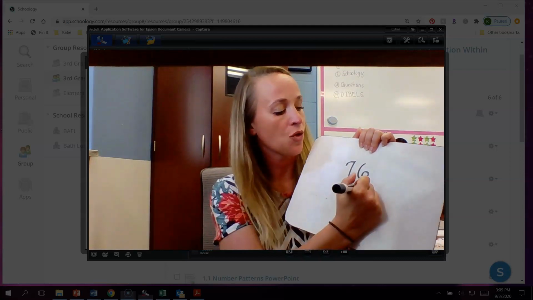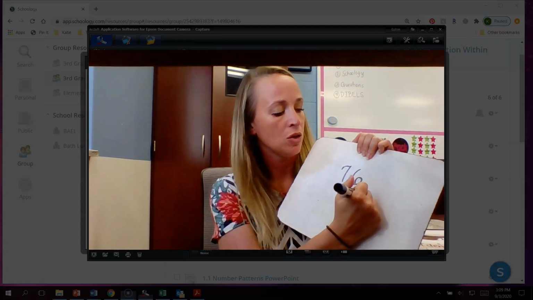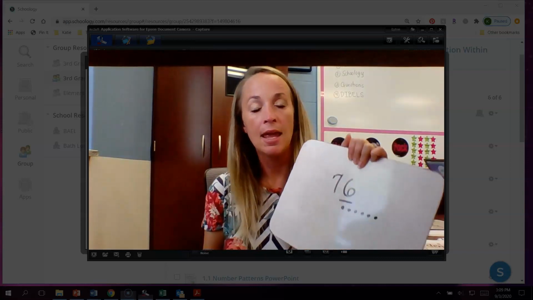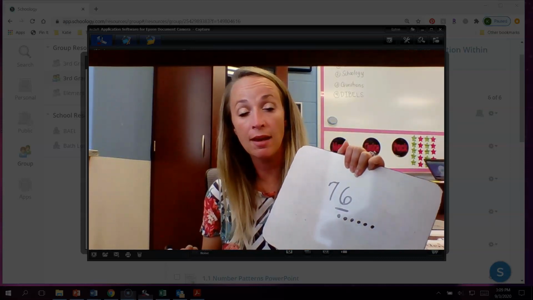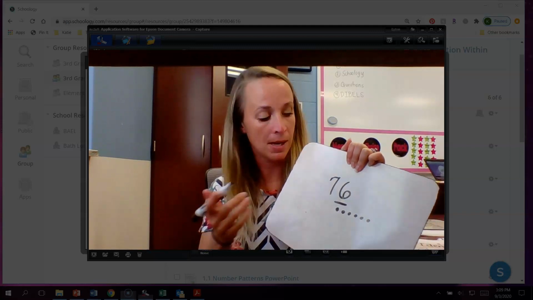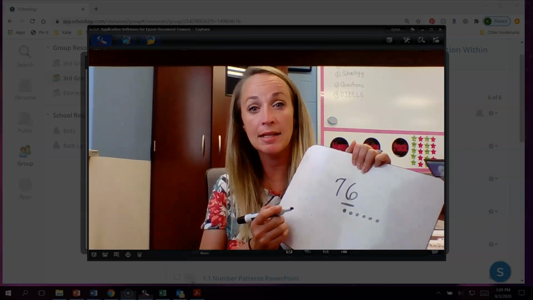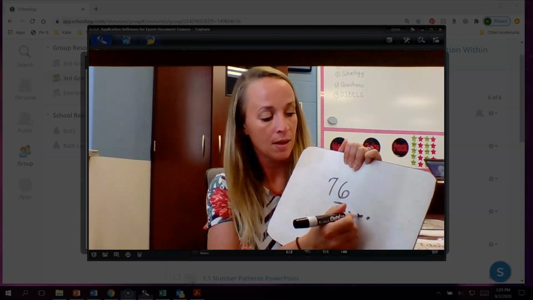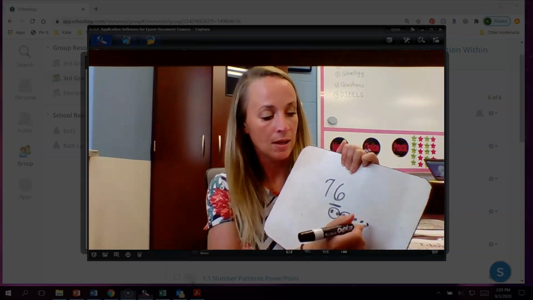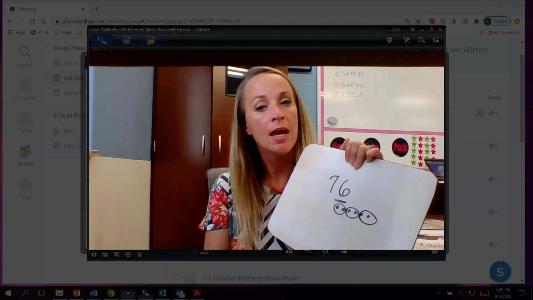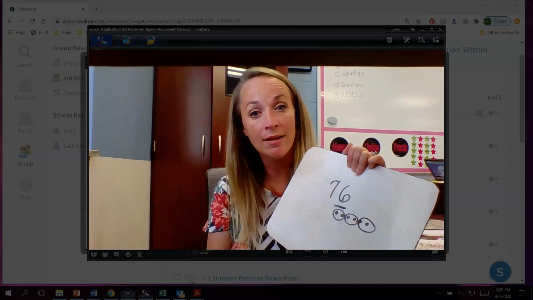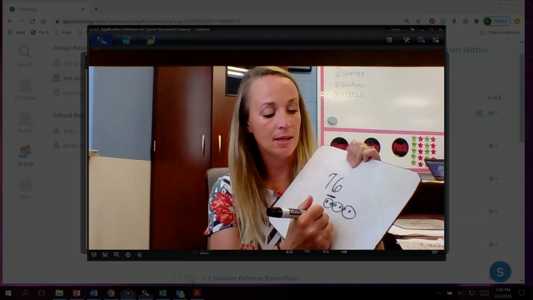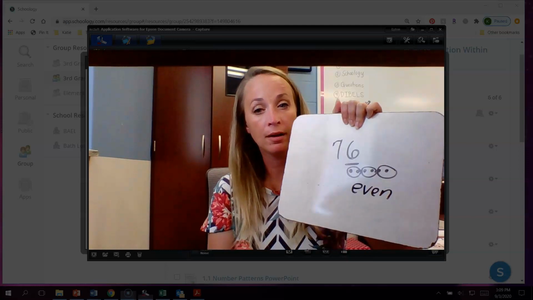But I can easily draw 6 dots. 1, 2, 3, 4, 5, 6. If they have a buddy, they're even. If they're odd, there's an odd man out. So let's see, is 6 even or odd? They have a buddy, they have a buddy, and they have a buddy. Is it even or is it odd? Well, because all of them have buddies, this is an even number.